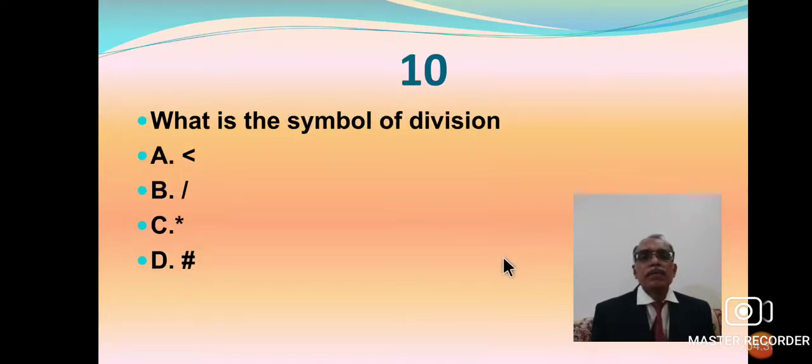Question number 10. What is the symbol of division? A. Smaller than, B. slash, C. star, and D. hash. So here the correct answer is B, slash.